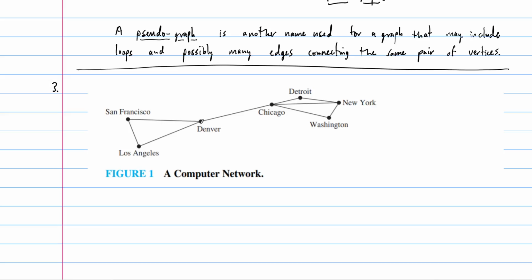So San Francisco is connected to Denver, Denver's connected to LA, San Francisco's connected to LA. They form a little triangle here, right? Denver is connected to Chicago, so you could get from San Francisco to Chicago through Denver. You'd have to route your information through Denver, but there is not an edge that just connects San Francisco to Chicago itself. All right, so this is the idea.